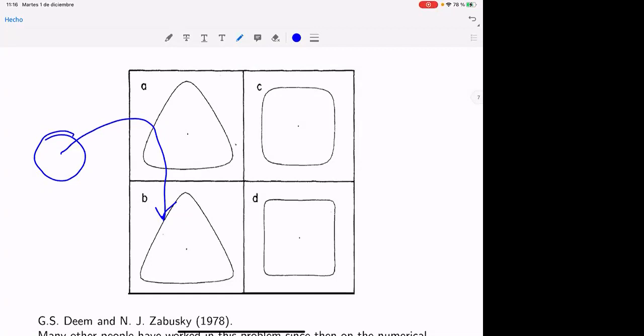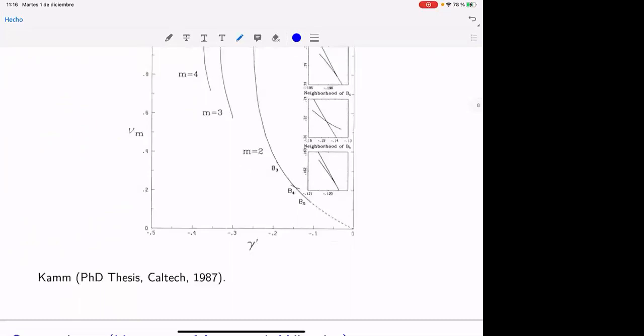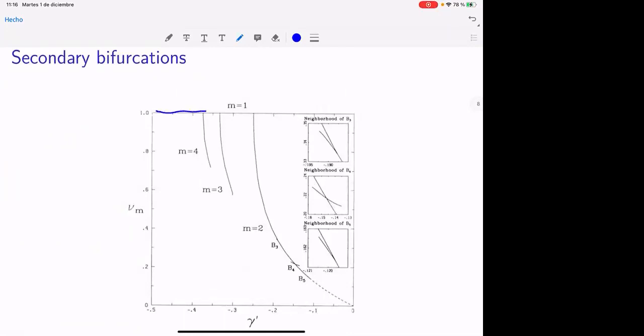Okay, and not just primary bifurcations, but there are also secondary bifurcations. This is the PhD thesis of Kam in '87. And this is a slightly stranger diagram, but this solution corresponds to the disk. This branch are the ellipses. And these two are the ones that I showed before, the threefold branch and the fourfold branch.